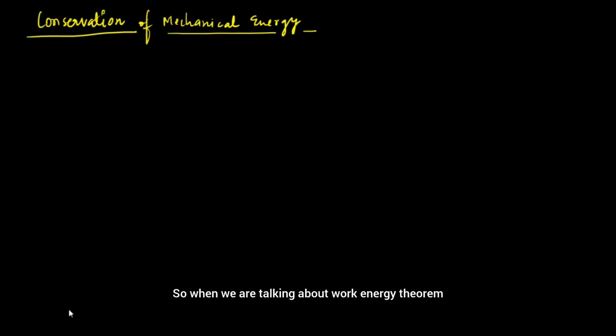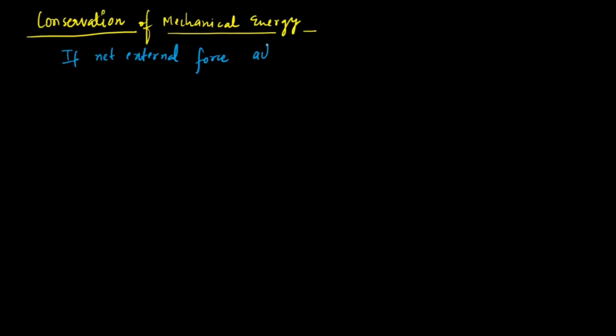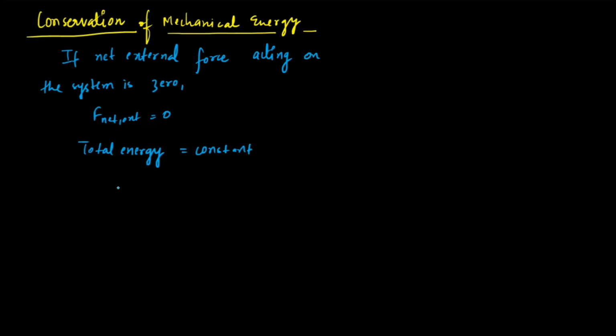When we're talking about the work energy theorem, we simply said that whatever work is done by an external force on a system is equal to the change in kinetic energy produced. But if we talk about conservation of mechanical energy, we'll simply say if the net external force acting on the system is zero, then total energy remains conserved. So the total mechanical energy it possesses initially must be equal to the total mechanical energy it possesses finally.